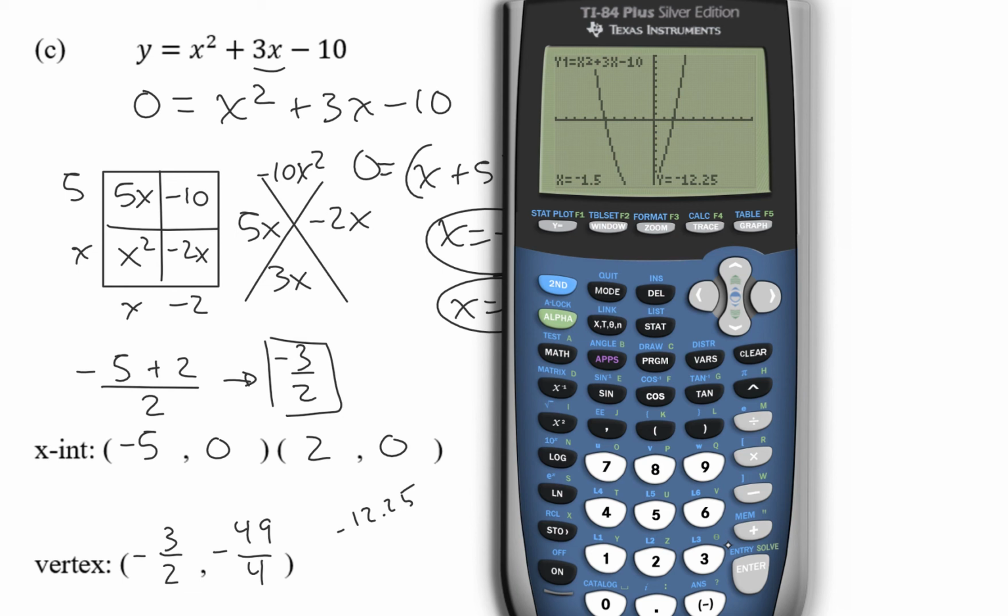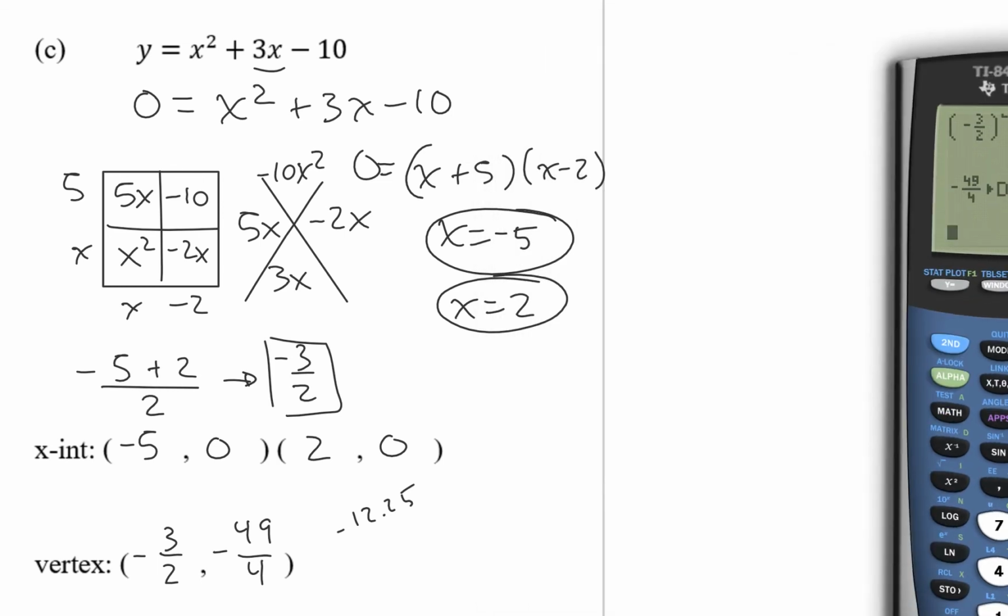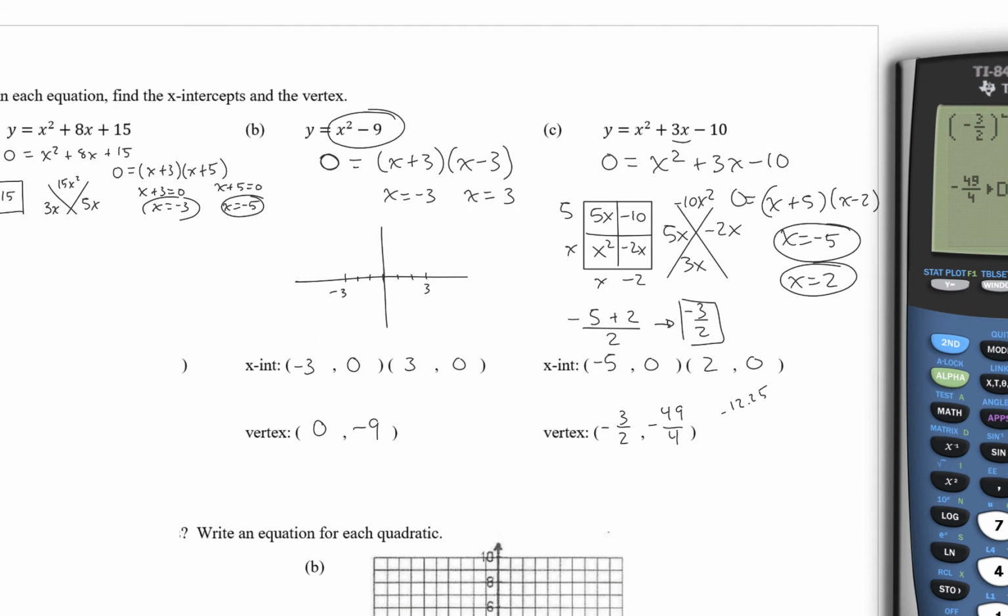My suspicion is that's exactly what this is, so let me quit and take a look at it. If I grab this fraction, I can hit math and turn that into a decimal. There it is. Yeah, so that's negative 12.25. It's exactly correct.